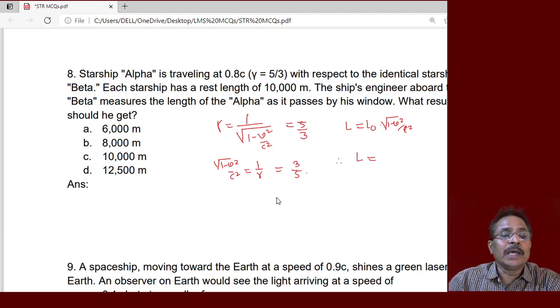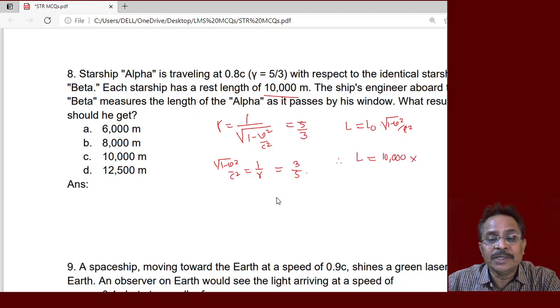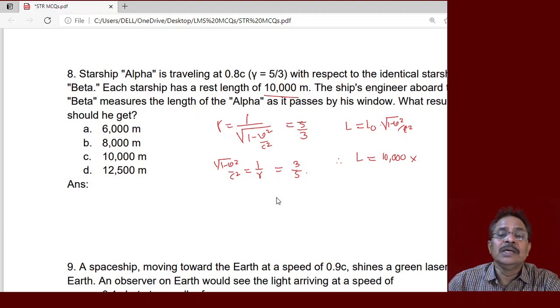So L0 is given to be 10,000 meters. So this is 10,000 meters into 1 upon gamma. If it is given root of 1 minus v square upon c square, it is 1 upon gamma. If it is given 1 upon root of 1 minus v square upon c square, this is simply gamma. But I need this quantity to be root of 1 minus v square upon c square in the numerator. Therefore, this is 1 upon gamma, and 1 upon gamma is nothing but 3 upon 5. If I do this calculation, this comes to be 2000 multiplied by 3. So the exact answer is going to be 6000 meters.